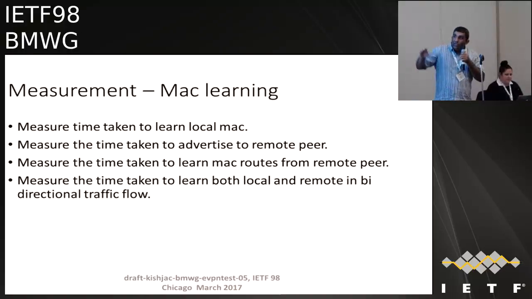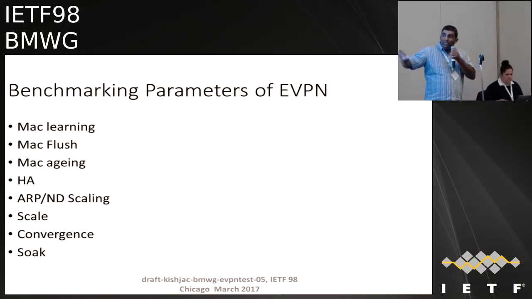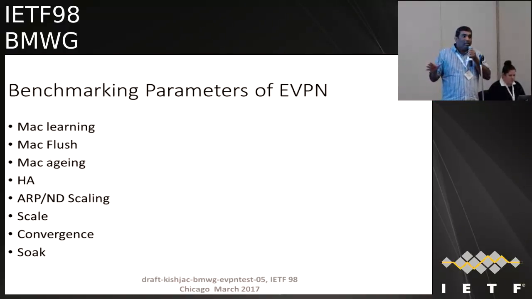So, can we go back? Thanks. Sorry. These are the parameters we have defined: 8 parameters to benchmark this protocol. They are MAC learning, MAC flush, MAC aging, high availability, ARP and ND scaling, the scale, convergence, and the soak. So these are the 8 parameters we are defining to benchmark this protocol on a DUT.